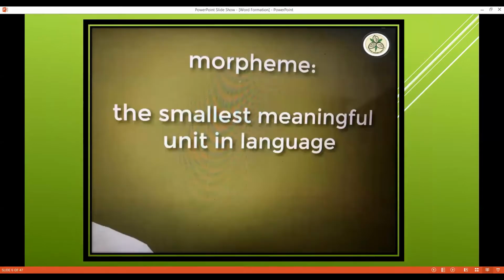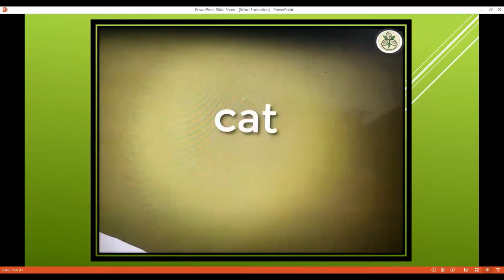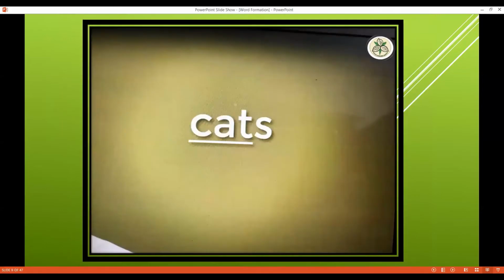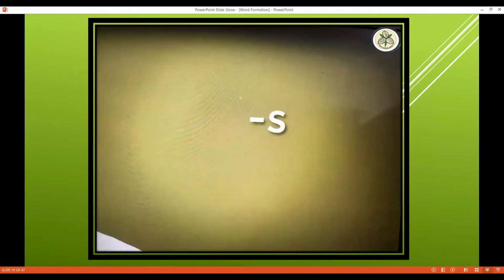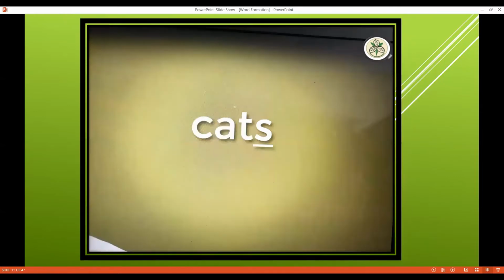For example, consider the word cats. Cats is clearly one word in English, but it has two morphemes, cat plus s. We all know that cat means it's furry, it has paws, it has whiskers, it meows, it vomits on the carpet. But there is an s suffix, which is also meaningful because it denotes plural, or more than one. Therefore, cats has two morphemes.